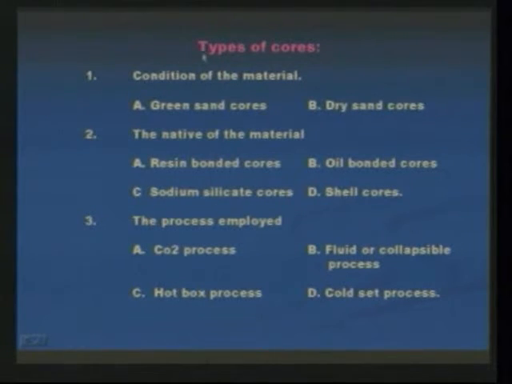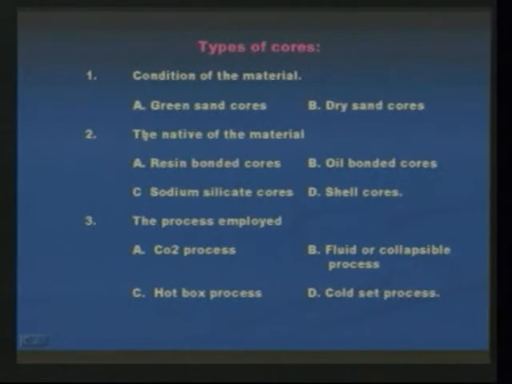There are different types of cores we are going to use for the production of components. The first one is the condition of the material. Depending upon the condition of the material, they are classified as green sand cores and dry sand cores. In green sand cores, the sand we are using is naturally available sand, and we mix it with water and form the cores. In dry sand cores, after preparing the core, we heat it to temperatures like 200 to 300 degrees centigrade. So that is named dry sand cores.